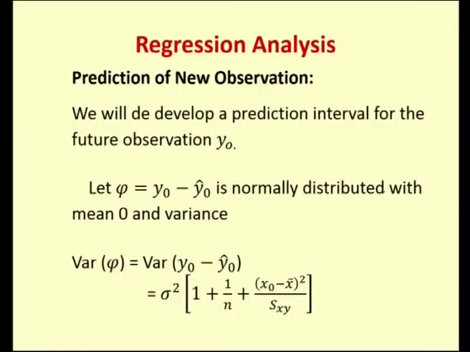Let psi be equal to y naught minus y naught cap. This is normally distributed with mean 0 and variance sigma squared. So, here the variance of psi is equal to the variance of y naught minus y naught cap, which is obtained as sigma squared into 1 plus 1 by n plus x naught minus x bar the whole square divided by S x x.